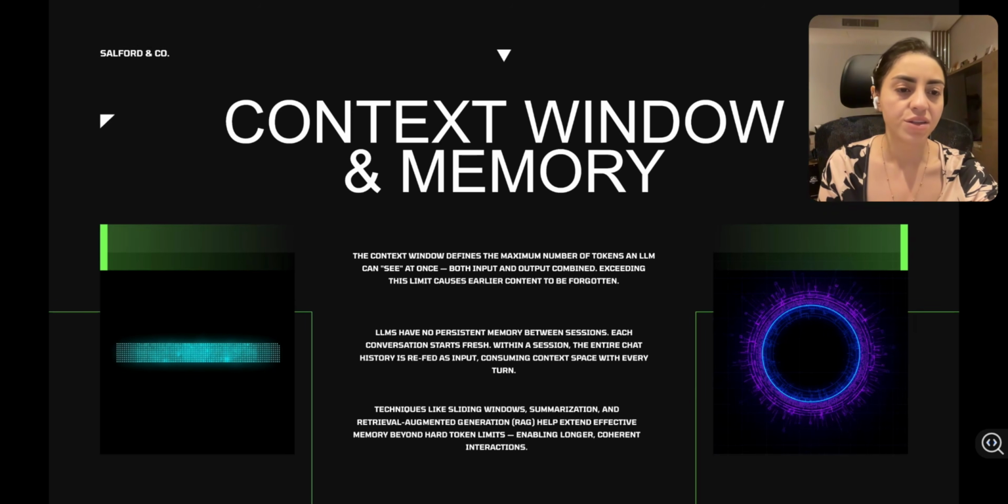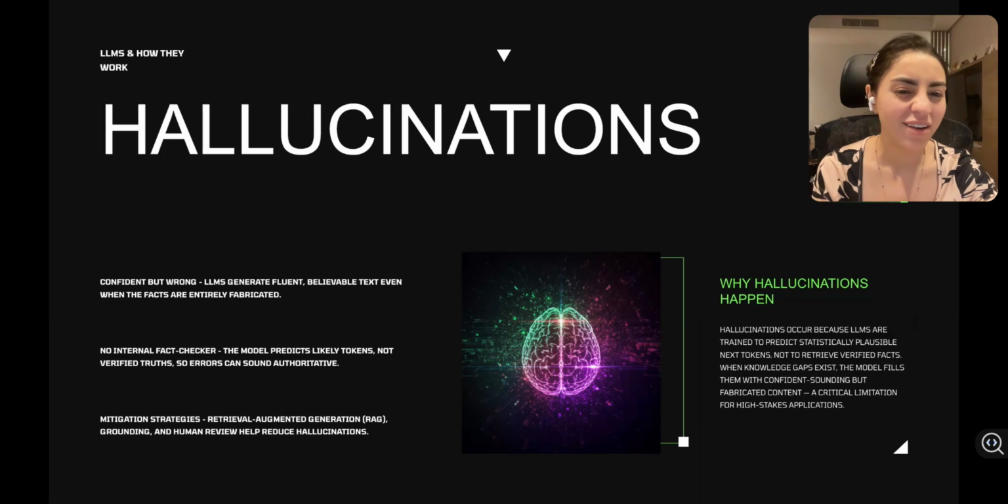If a company has thousands of documents, we don't give all of them to the LLM with every question. The system retrieves the most relevant information and adds it to the current context. So when AI seems to remember something or know private company information, there may actually be databases and retrieval systems working around the LLM. Now we get to one of the biggest limitations of LLMs, large language models: hallucinations.